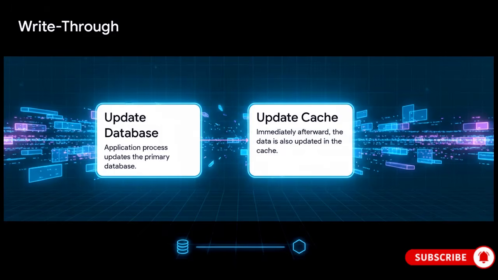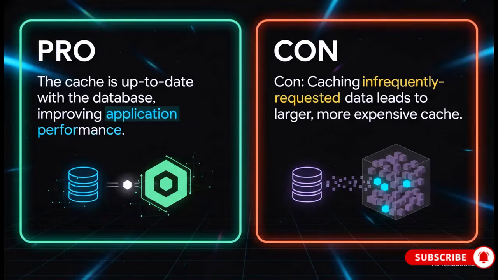Now, the second pattern, write-through, is completely different. It's proactive. It pretty much flips the logic. So instead of waiting for data to be requested, the cache gets updated at the exact same time as the database. Anytime your application writes new data or changes existing data, it immediately makes that same exact update in the cache.